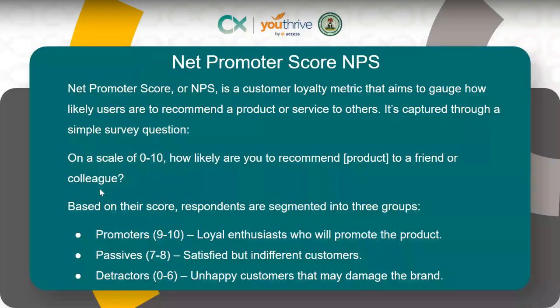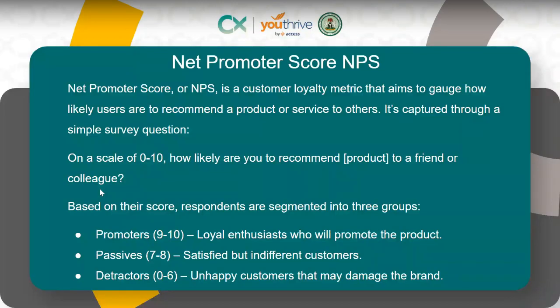So, an example of a Net Promoter Score question. Most times you see questions like this, and I know most of you must have come across it. You say, on a scale of 0 to 10, how likely are you to recommend our product to a friend or a colleague? So this is how the score is made. Based on their score, respondents are segmented into three groups. Promoters are people that indicate from 9 to 10. So this can be your loyal customer who will promote your product.